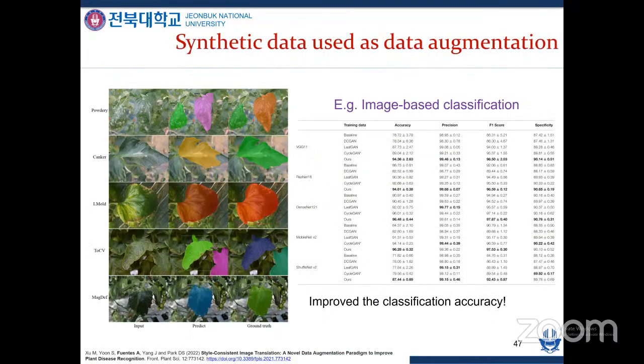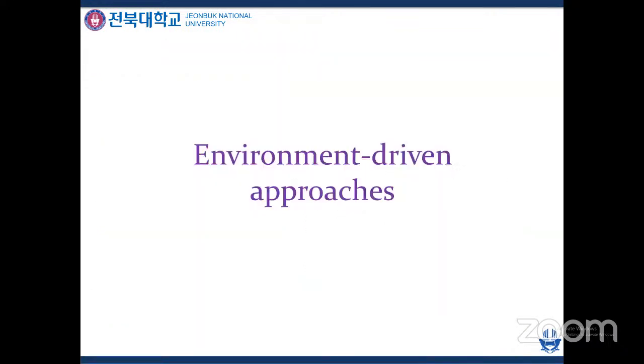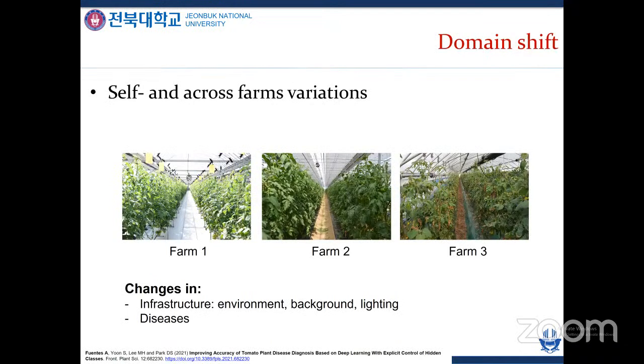So we applied those techniques and we got better results. And then we went through another topic, which is the environment-driven approaches. What we think about here is the domain shift problem. We have farms with different conditions, as I mentioned earlier in the presentation, some more advanced ones, some more rustic and traditional ones. So there are different changes in terms of infrastructure, environment, background, lighting, and also different types of diseases.